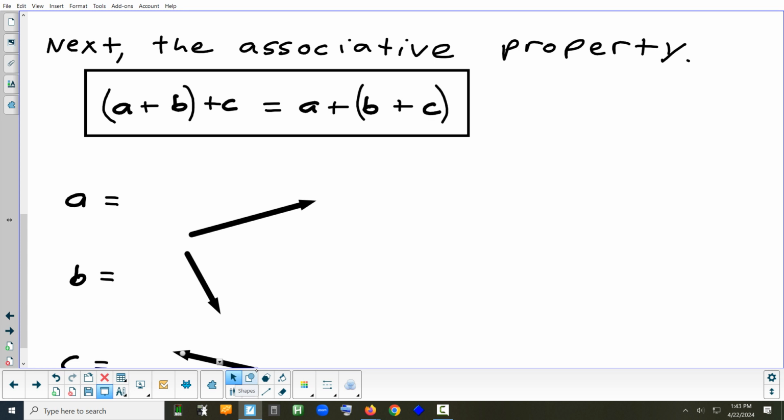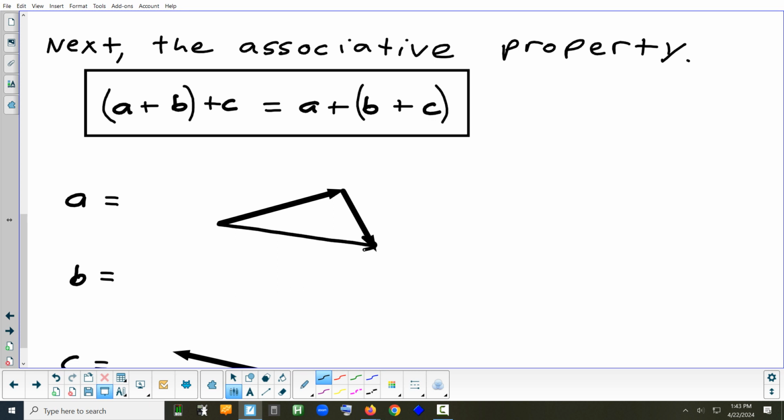So let's do it the way it says on the left. On the left, what does it say to do first? A plus B. Okay, so let's do A plus B. And I'm just going to draw that by hand. Close enough. Okay, so that's A plus B.